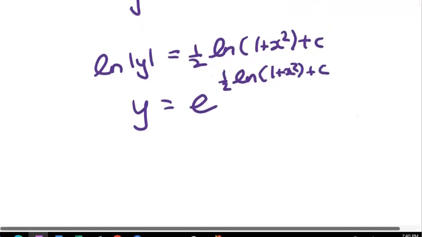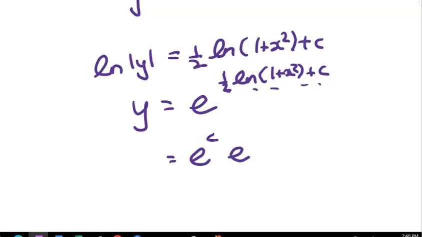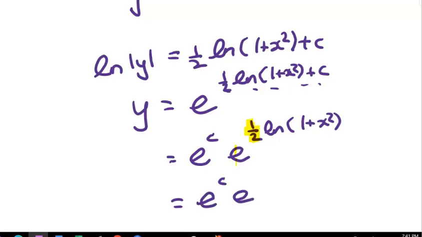So we do e to the power of both sides. We can split this up as e to the power of c times e to the power of 1/2 ln of 1 plus x squared. Now, students who are not that confident with their log rules, at this point will try and do something with the e and the ln. We can't do that. We need to make sure that we get that power of 1/2 up before we go anywhere. So we're going to have this.